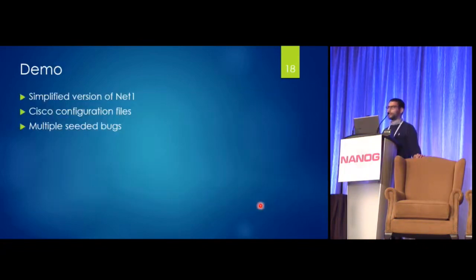So I'm going to do a quick demo for you with a network that I designed that is a sort of analog of network 1. I've written Cisco configuration files for this example network and planted some bugs in there. So let's take a look.